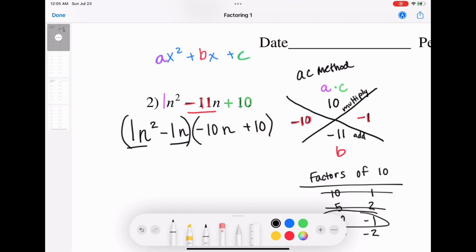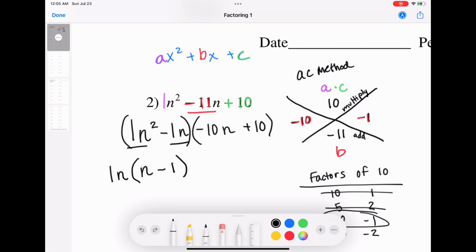So I'm going to pull out a 1n down here. I'm going to take my 1n outside. Then I'm going to say, what do I need to multiply by 1n to get 1n squared? Just another n. 1n times n is 1n squared. And then what do I need to multiply 1n by to get negative 1n? Just a negative 1. 1n times negative 1 is negative 1n right there. Boom. So this part is done. Let's go to the other side.